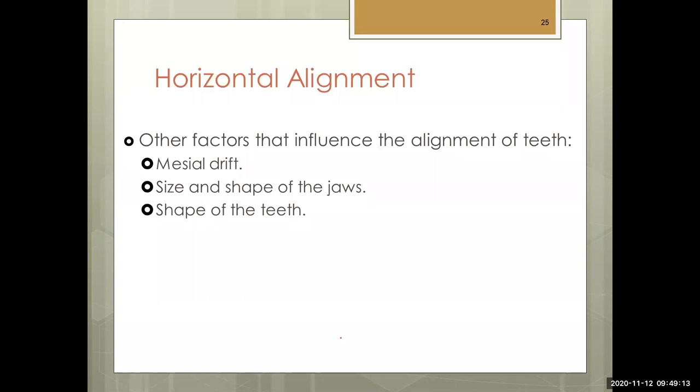Other factors that influence the alignment of teeth: mesial drift. Teeth want to move forward, especially if it's missing, if there's an open space, the size and shape of the jaw, and the shape of the teeth. So again, you've got a 50-50 chance between two parents of large teeth, small jaw, large jaw, small teeth, or perfection.